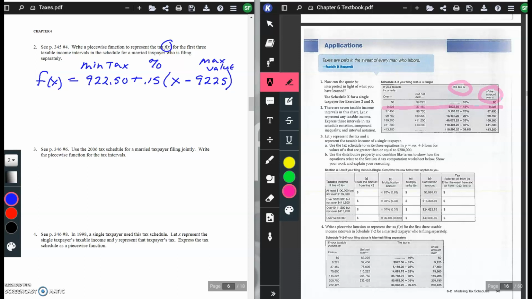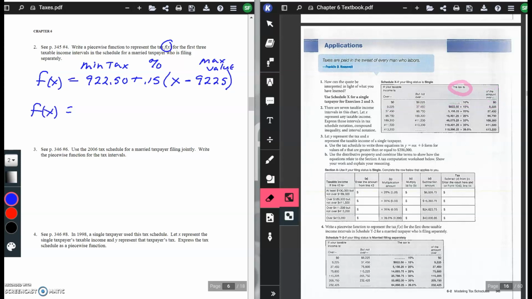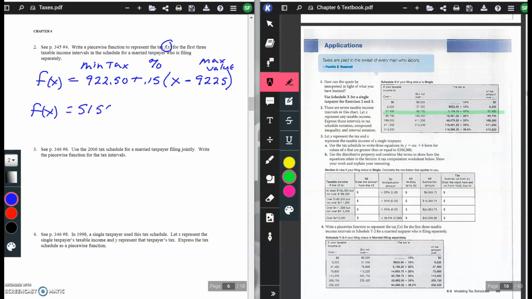Let me show you the third line. For our third line, we're going to look at this one right here. It's going to be your minimum tax, which is $51.5625, plus 25%, 0.25, times the amount over, which we don't know yet, the amount over $37,450. So that's where those numbers come from. It's just an equation, and you get all the information from the table.